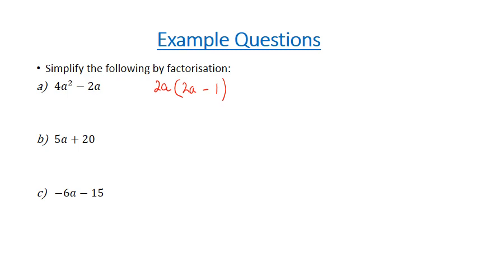Our next example, we can see that the common factor would be 5. So we put a 5 outside, and in the brackets we have a plus 4, because in that case, if we expanded the brackets out again, we would end up back at 5a plus 20. And our last example, we can see that we've got minus 6a take 15. Well, we have a common factor of minus 3. All right. Therefore, we're going to have 2a as our first term, and we're going to have positive 5 as our second term inside the brackets.